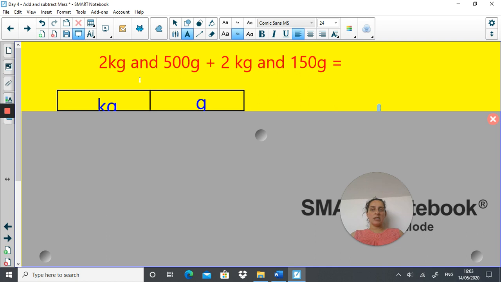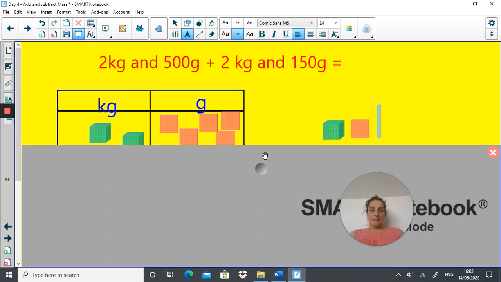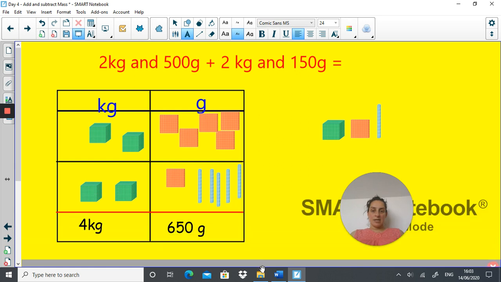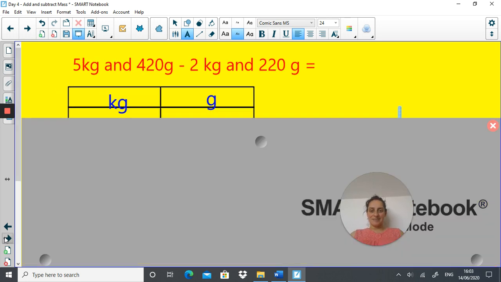This is your next example. 2 kilograms and 500 grams plus 2 kilograms and 150 grams. Try that again, making your grid and putting your representations of the Dean's equipment in there. Here's my example. I put this in the top row, this the second row, and my answer was 4 kilograms and 650 grams. Well done if you got that right.